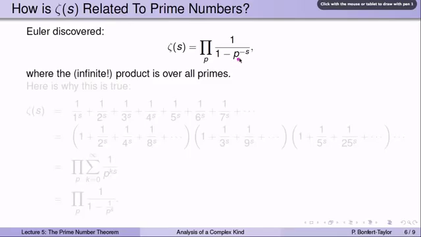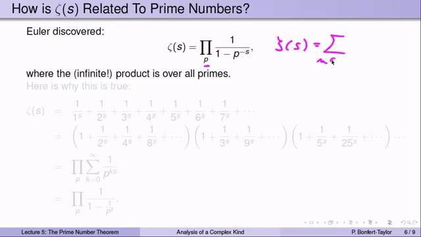So how is the zeta function related to prime numbers? Euler discovered that zeta of s can be written as an infinite product over all prime numbers of 1 divided by 1 minus p to the minus s. Let me remind you how the zeta function was defined. Zeta of s was the sum from 1 to infinity of 1 over n to the s. We first looked at that for s greater than 1, then we saw we could also do this for real part of s greater than 1, and Riemann was able to extend this zeta function to an analytic function in the entire complex plane with the exception of that point 1.